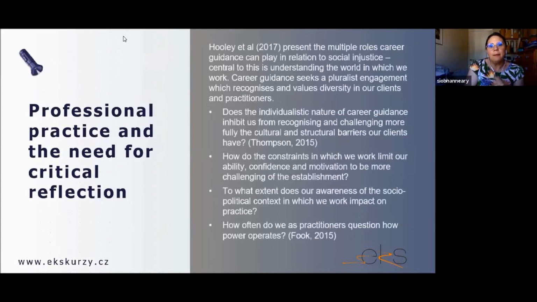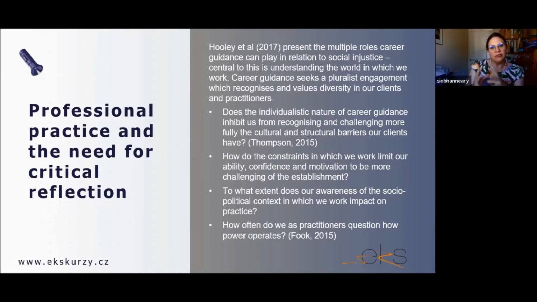And many of you will be very familiar with the work that my colleague Tristram Hooley, Ronald Sultana and Ray Thompson have been engaged with over the last couple of years around social justice. They've written two absolutely amazing seminal books. And I think what's been really pertinent for me about all of that has been this spotlight on social injustice and the interrelationship of career guidance with social injustice, and that this is something we need to spend a lot more time thinking about and understanding.